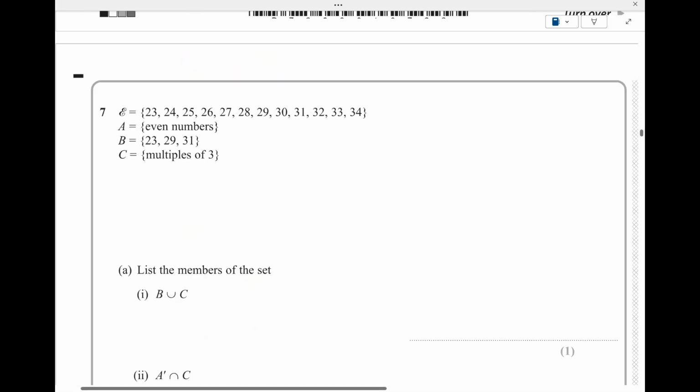Question 7. Right, looks like a Venn diagram question. I've got a universal set, 23, 24, 25, all the way up to 34. A is the even numbers. Let's write those out, shall we? That's 24, 26, 28, 30, 32, 34. Is that it? Yes. B is the numbers 23, 29, and 31. And C is the multiples of 3, 24, 27, 30, 33.